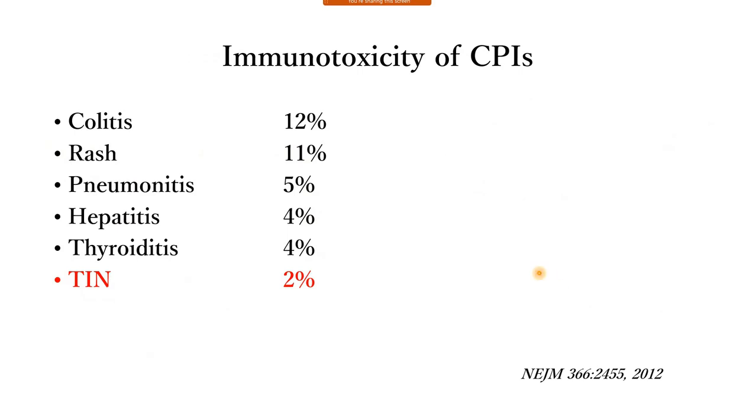But we know that there are some side effects or immunotoxicity of the checkpoint inhibitors. The most common one is colitis. These are all inflammatory diseases. First one is colitis, 12%, and rash, 11%, and pneumonitis, 5%, hepatitis, thyroiditis, and tubular nephritis, which is usually seen in 2% of the patients taking the checkpoint inhibitors.